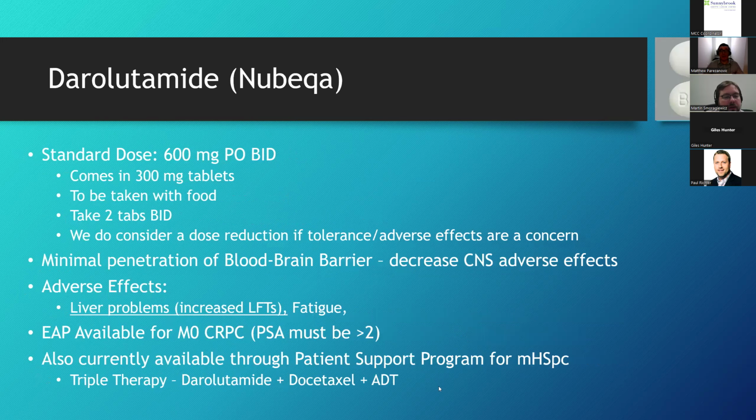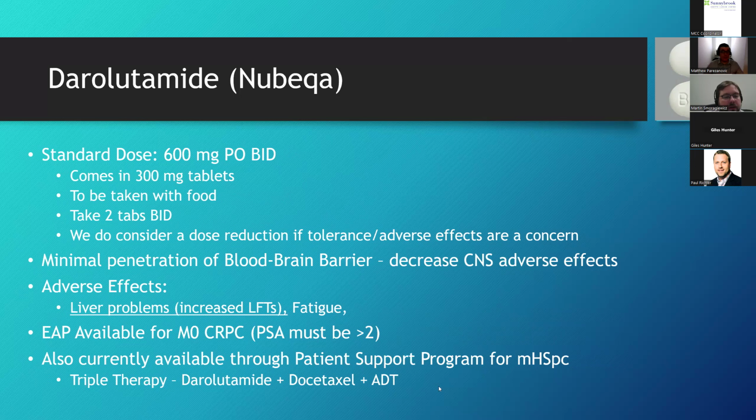So darolutamide, or Nubeqa, it is 600 milligrams PO BID, so that is unique. Most are daily, but this one is twice daily. It comes in a 300 milligram tablet taken with food, and it's to be taken as 2 tablets twice daily. Recommendation for reduction is there.